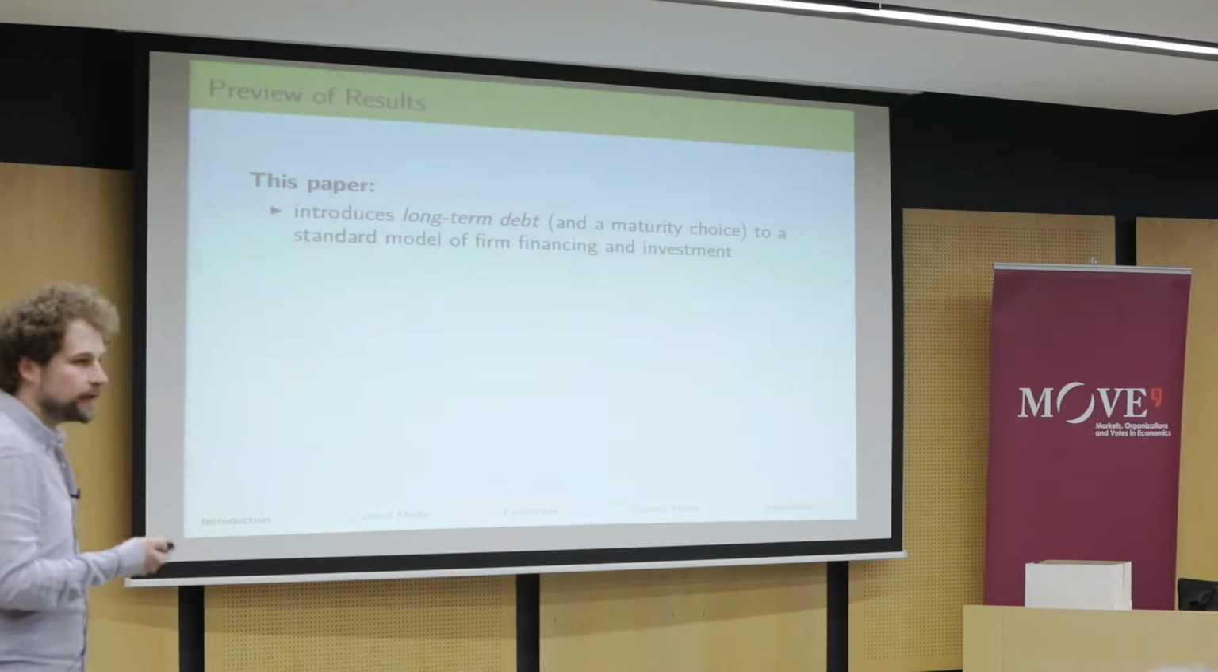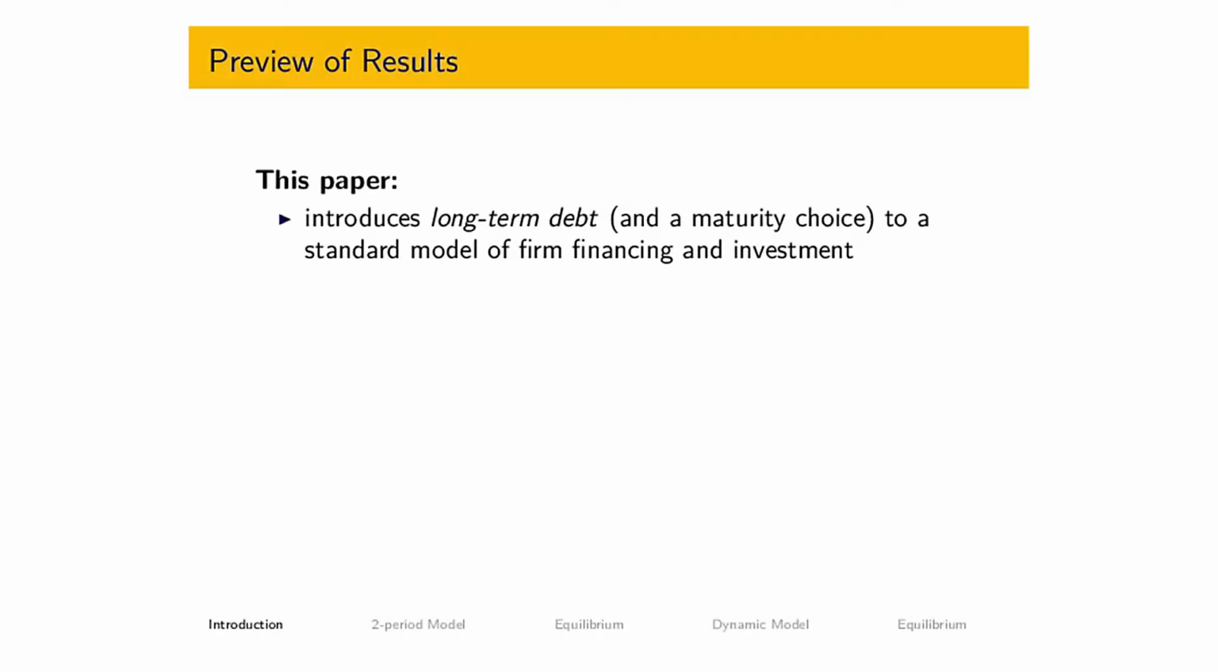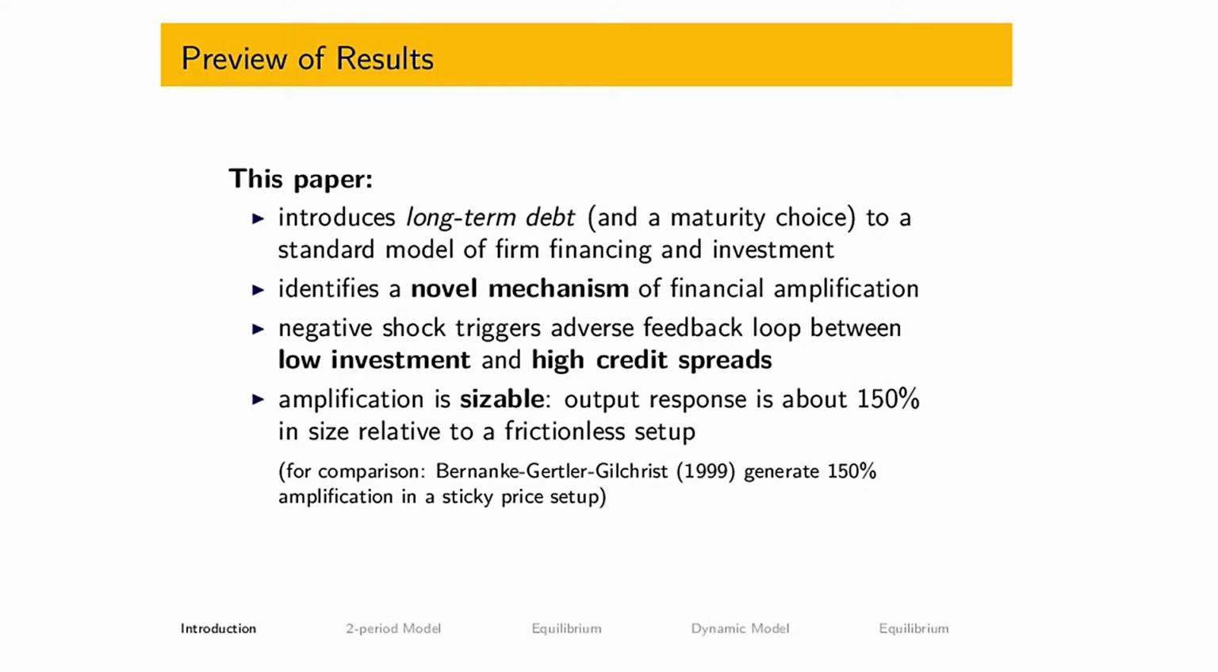Once we put long-term debt into a standard model of firm-financed investment, we find that this introduces a novel mechanism of financial amplification of real shocks. In particular, there is an adverse feedback loop. Whenever investment goes down, credit spreads go up. This increases the cost of capital of firms, which again makes firms want to reduce investment, and so forth. So there's a new amplification mechanism which arises in this model with long-term debt, and in our quantitative exercise, this amplification is sizable.